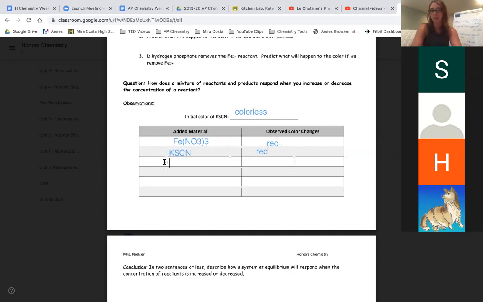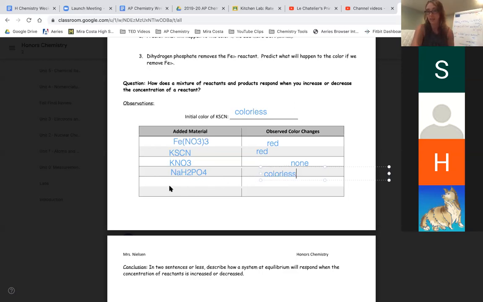All right, third thing that I added was potassium nitrate. And you probably noticed that nothing happened. Right? There was no color change. Why? Because potassium and nitrate were both spectator ions. They're not participating in the overall reaction, so they didn't affect the equilibrium at all. Okay. The next thing we added was sodium hydrogen phosphate. And sodium hydrogen phosphate takes away that reactant, that iron. And we noticed that when we remove reactant, it actually got more colorless.